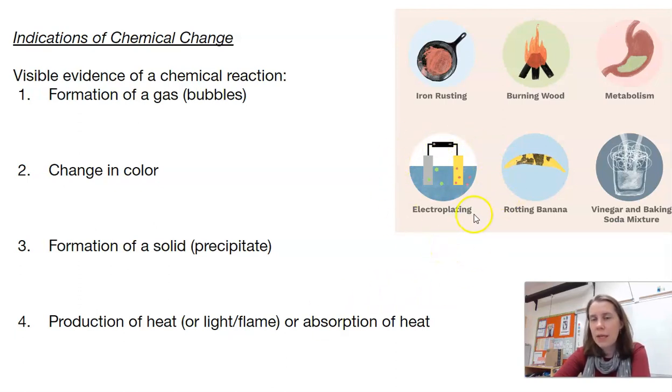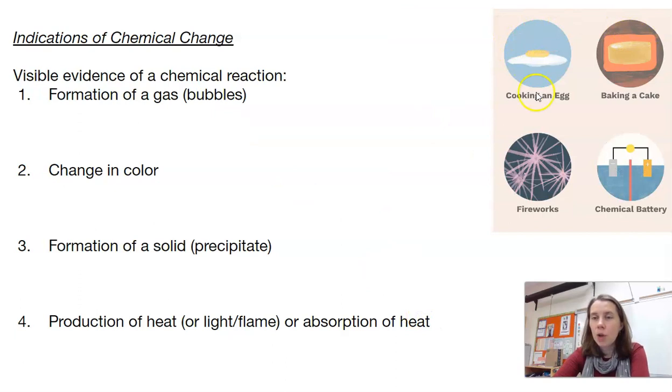Electroplating. This is basically when we take ions from a solution and plate them onto a metal. All right, so when we do that, we are forming a new solid, and we're also changing the color most of the time. So this could be like plating copper onto iron, for example. So it would change from a dark color of the iron to that coppery orange color. All right, rotting food, that is mostly just a change in color is what we can see when that happens. If we mix vinegar and baking soda, we definitely form a gas, right? You see lots of bubbles when that reaction happens.